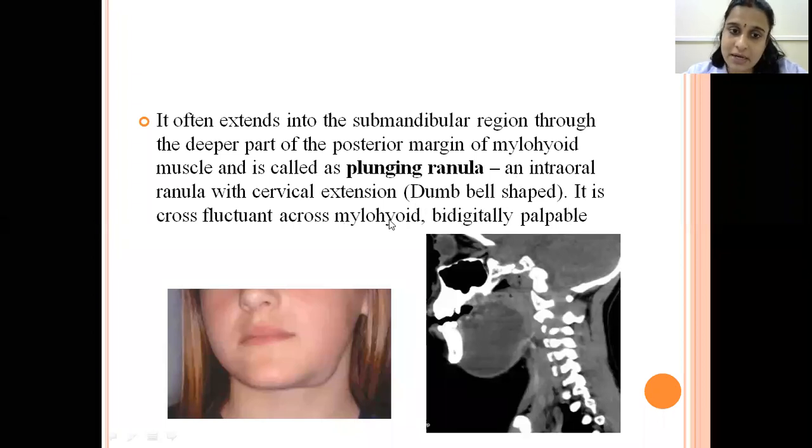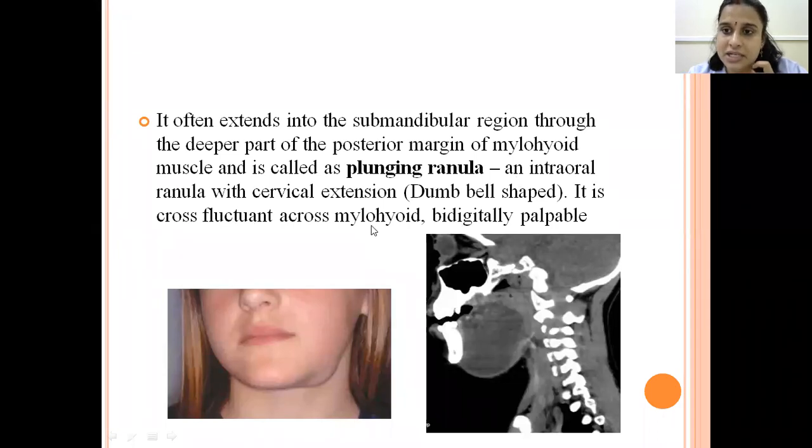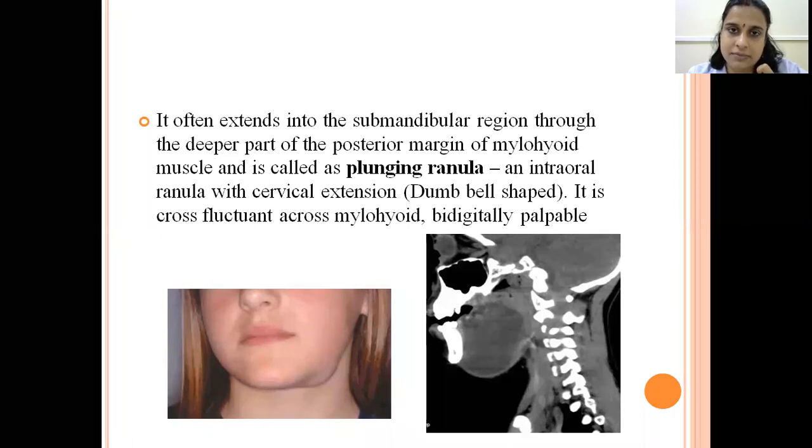Again, across the mylohyoid, it is cross fluctuant because it is a cystic swelling. It has fluctuation. It is cross fluctuant across the mylohyoid and hence bidigitally palpable. Bidigitally, both sides, from the intraoral aspect and also the neck. So this is how it presents clinically. This is a CT picture wherein you see the intraoral aspect and the extension into the neck. This is a plunging ranula.